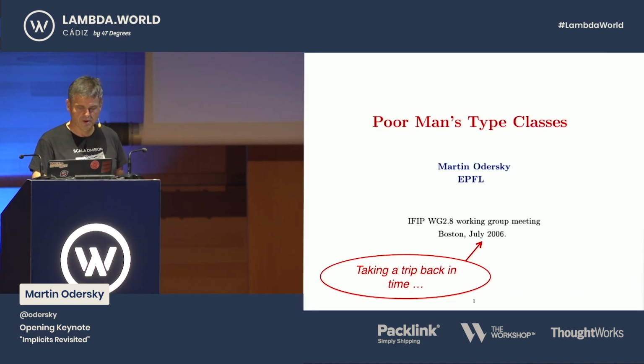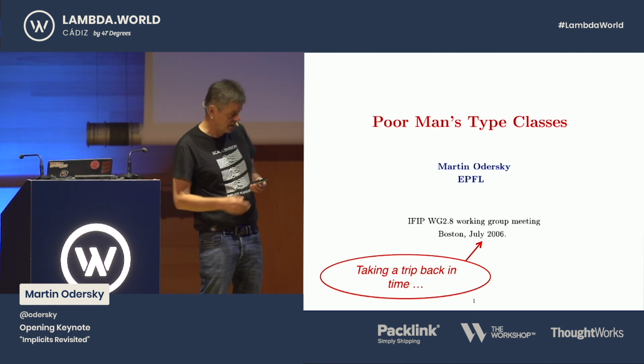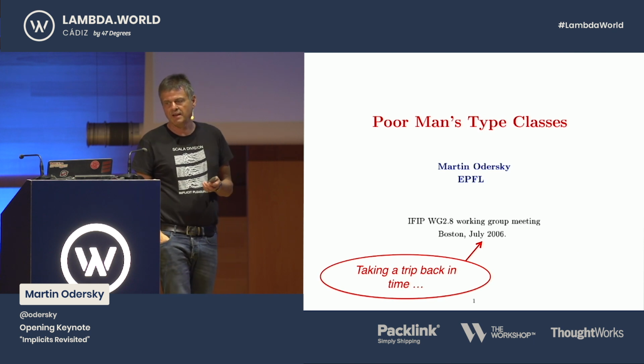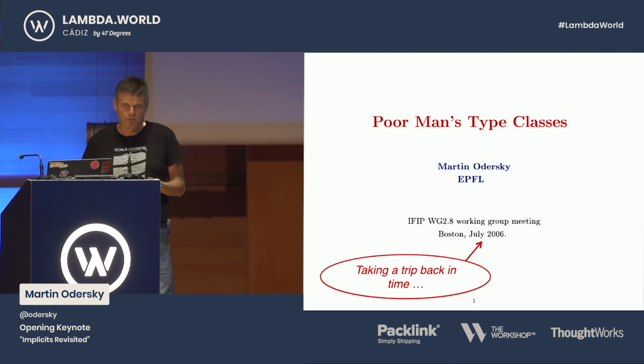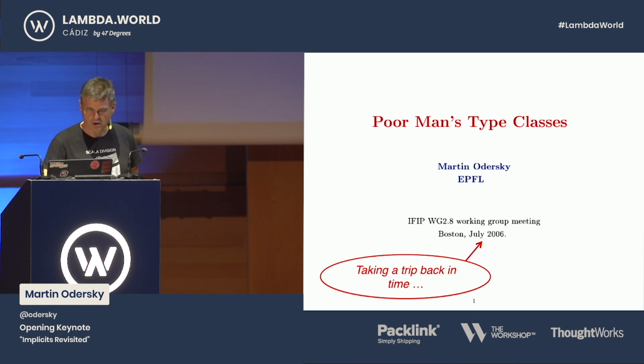So let's take a trip back in history, and I'll show you some slides that I presented in July 2006 at the IFIP WG 2.8 working group. That's the working group for functional programming. The title of the talk was Poor Man's Type Classes, and that's basically how implicit parameters were born.